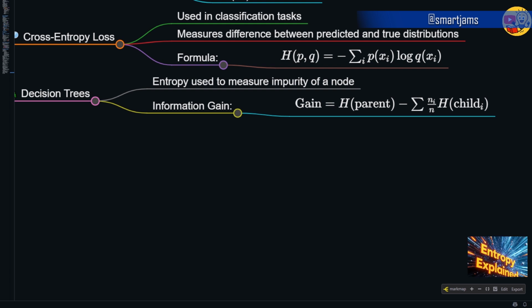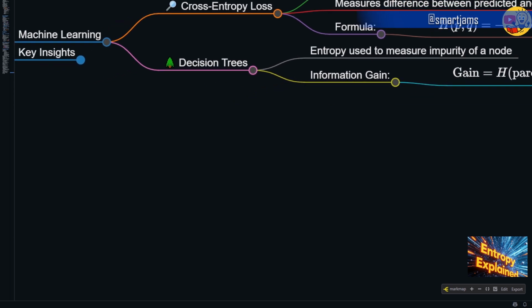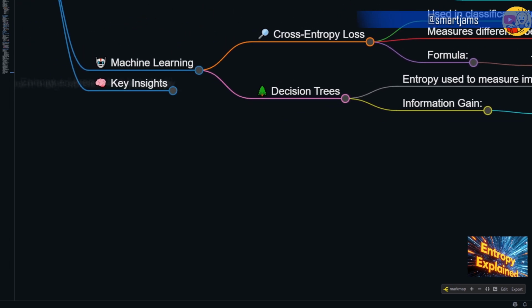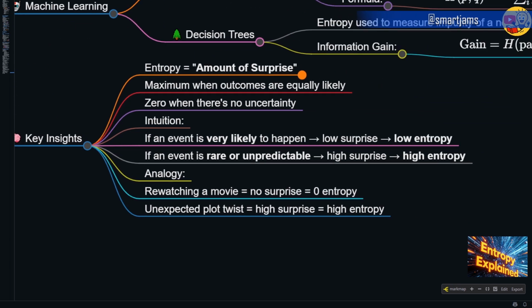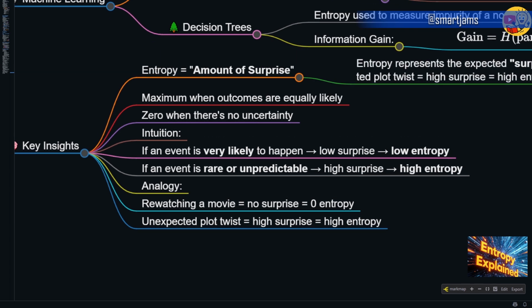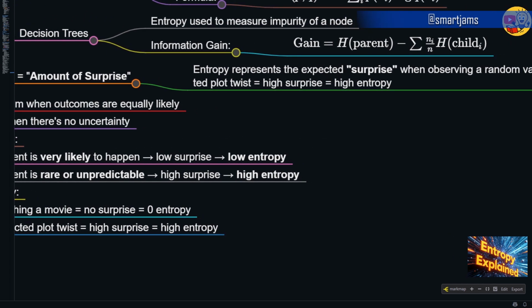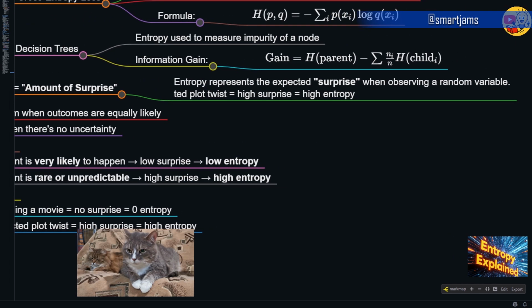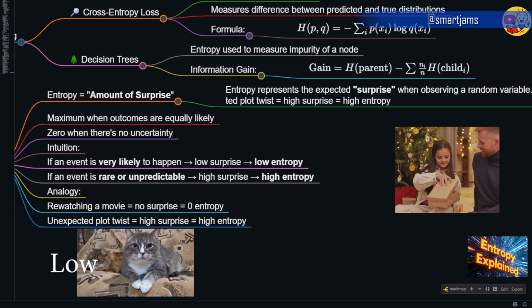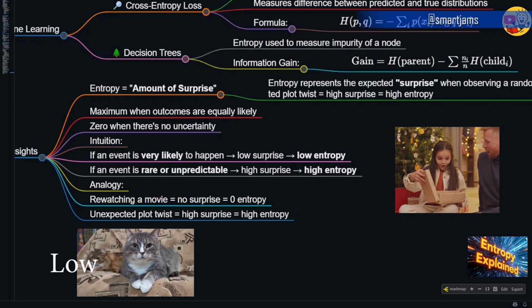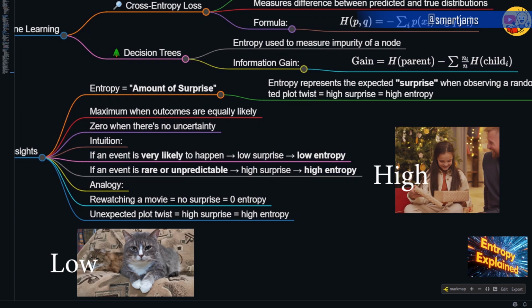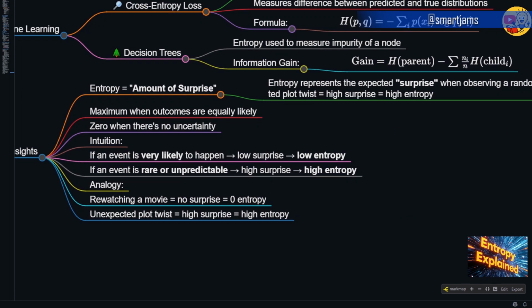To make it more intuitive, think of entropy as the amount of surprise you experience when an event occurs. If something is very likely, like getting your daily notification or rewatching a movie, there's little to no surprise, and thus low entropy. But when something unexpected happens, like a surprise plot twist or a rare outcome, you feel that wow moment. That's high entropy. So the more unpredictable the result, the higher the entropy. This intuitive grasp helps bridge our understanding between math and real-world experience.